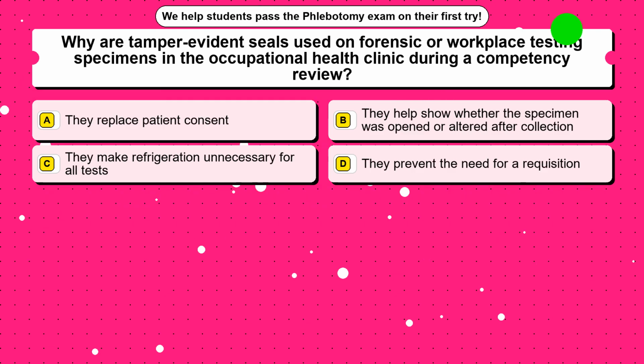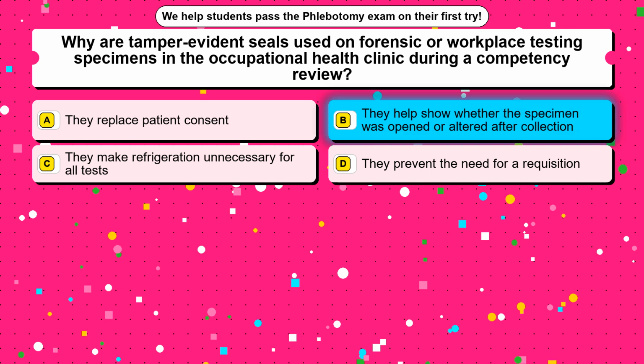Question 77. Why are tamper-evident seals used on forensic or workplace testing specimens in the occupational health clinic during a competency review? Option A. They replace patient consent. Option B. They help show whether the specimen was opened or altered after collection. Option C. They make refrigeration unnecessary for all tests. Option D. They prevent the need for a requisition.